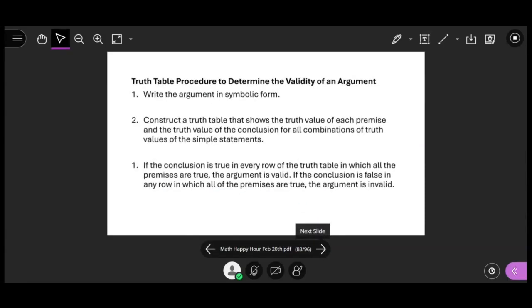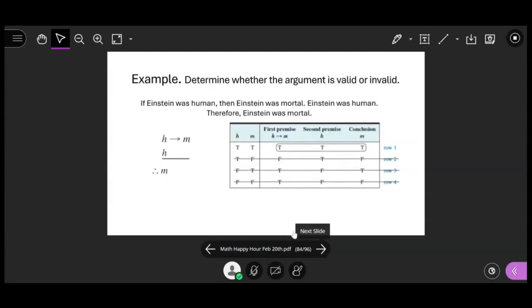So to determine the validity of the argument, we already did step one. We wrote it in symbolic form. Then we're going to construct a truth table that shows the truth value of each premise and the truth value of the conclusion for all the combinations. If the conclusion is true in every row where the premises are true, then the argument would be valid. If it's false, then it's invalid.